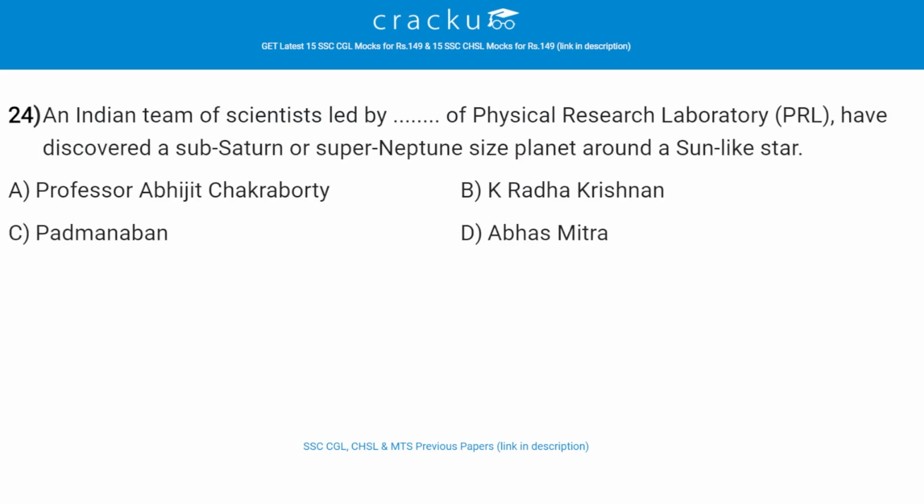An Indian team of scientists led by Dash of the Physical Research Laboratory, that is PRL, has discovered a sub-Saturn or super Neptune sized planet around a sun-like star. The correct answer is A, that is Professor Abhijit Chakraborty. So the scientist team led by Professor Abhijit Chakraborty of the Physical Research Laboratory, Ahmedabad, and the planet goes around the star in about 19.5 days.